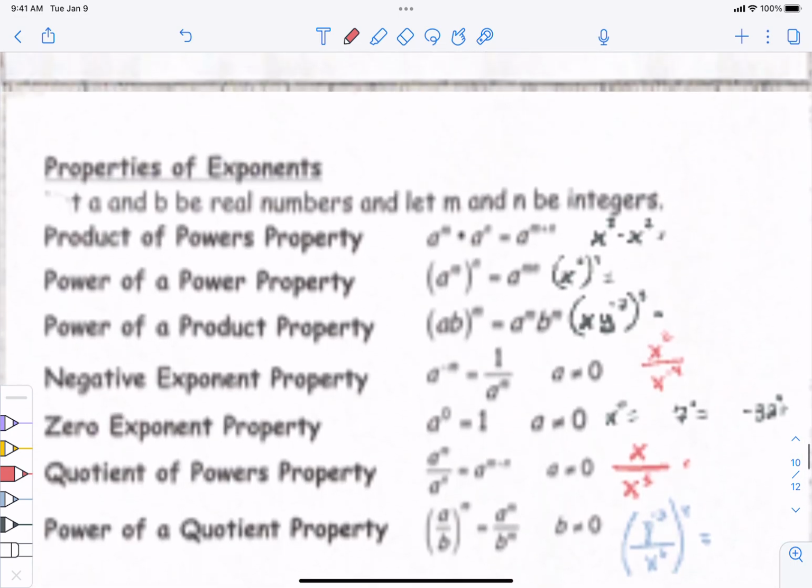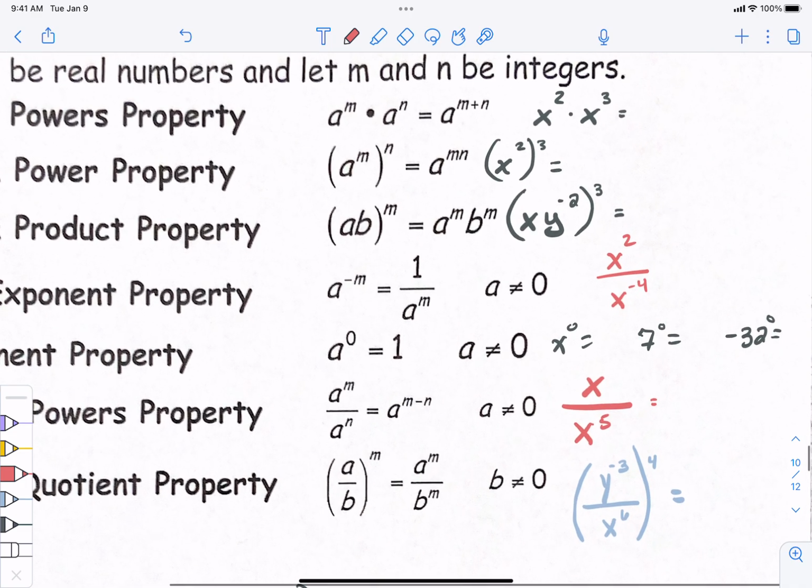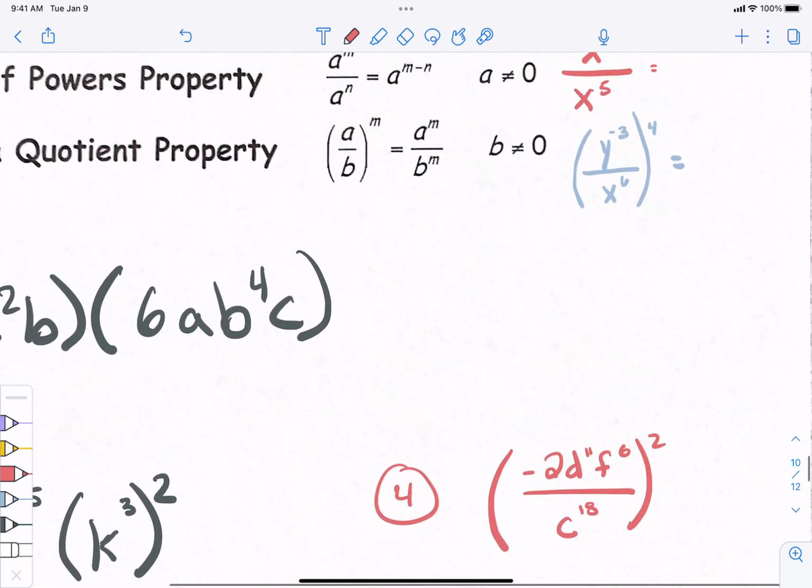So we're going to go through each of these rules for exponents, and we're going to talk about just remembering what we are allowed to do and what we're not allowed to do. And then I have 4 examples, and then I'll give you time to work.